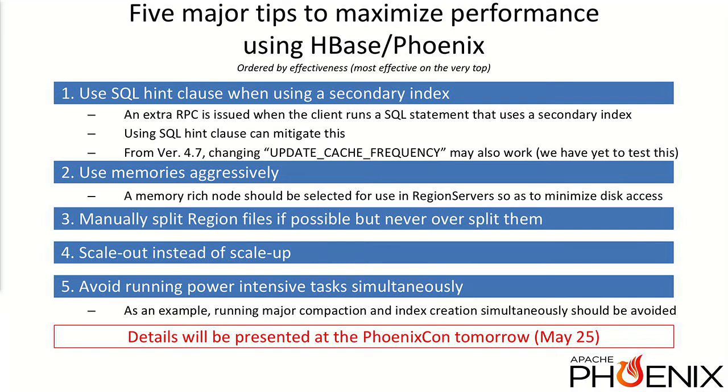Number 2, use memory aggressively, so as to minimize disk access. 3, manually split region files if possible, but never oversplit them. 4, scale out instead of scale up, and avoid running power-intensive tasks simultaneously. So these are the 5 tips that we utilize.